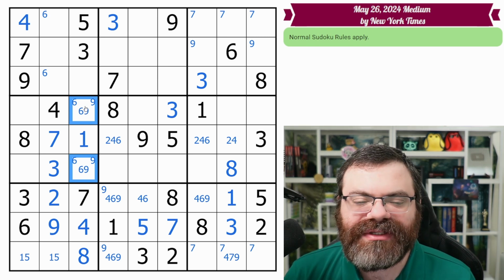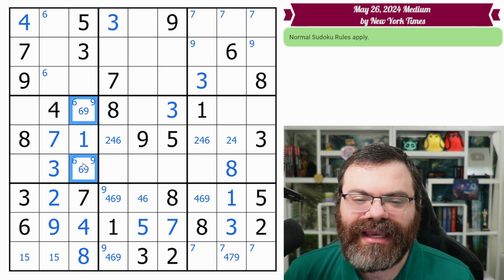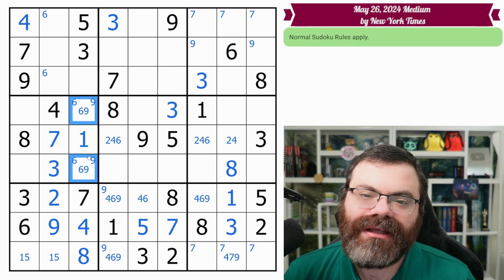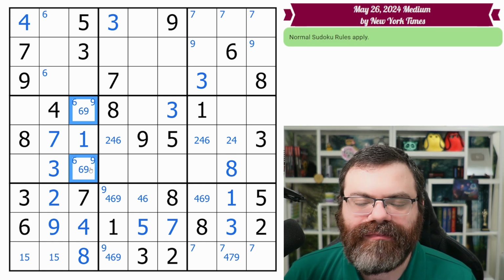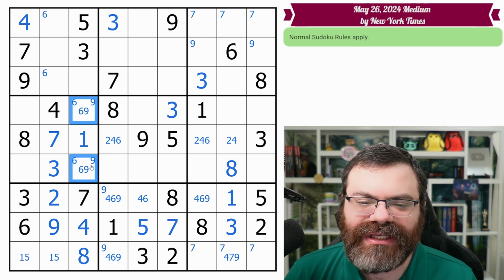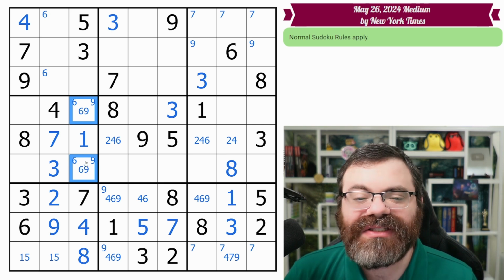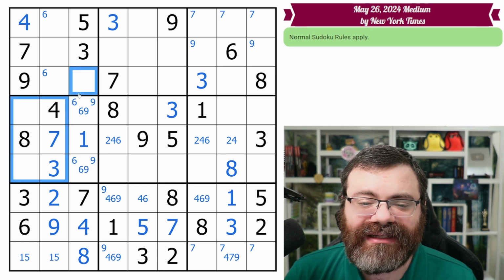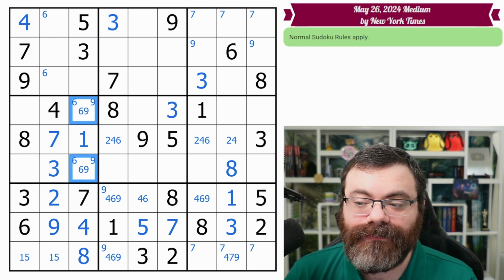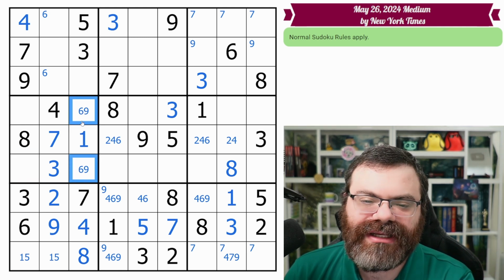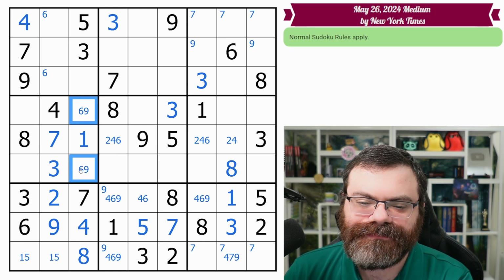What the hiddens do is they remove the possibility of any other candidates from being in there, except for the single pair or triple that we're talking about. So in this case, it's a hidden pair. So the 6 and the 9 are the only digits that can go in these cells, because we need to fit both the 6 and the 9 into this box. And the only way to do that is to use these cells for the 6 and the 9. So we can remove the corner marks because it's redundant with our 6-9 pair.